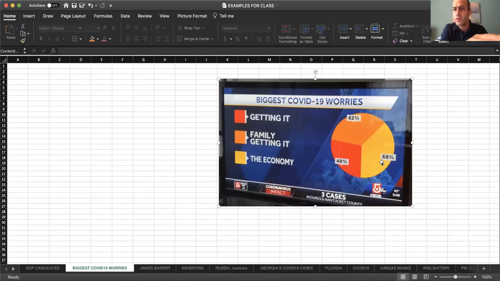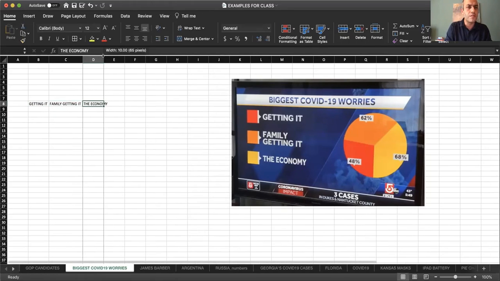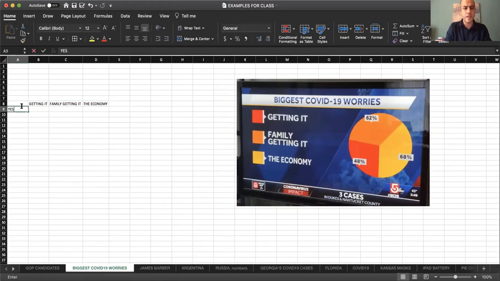Okay, so I'm not going to do the same thing here. Actually, you can easily put the categories: getting it, family getting it, and the economy. Or let's do it this way. Let's put the variables in the y-axis as we did last time. Let's be consistent. Now I created 3 variables, and then I'm going to say yes and no.